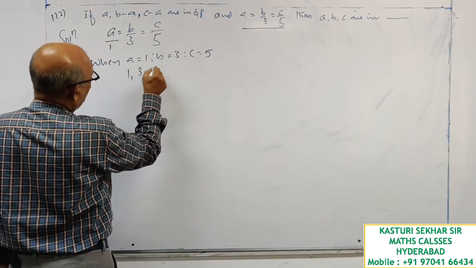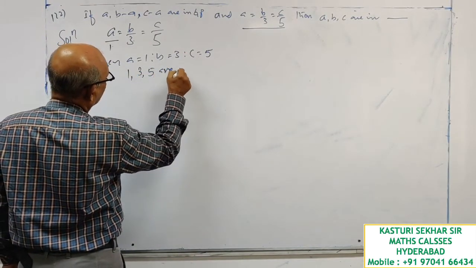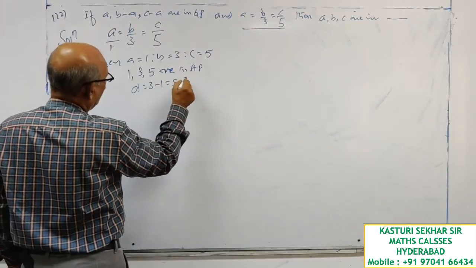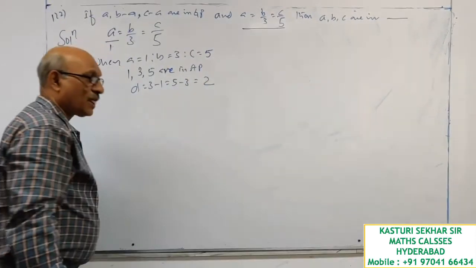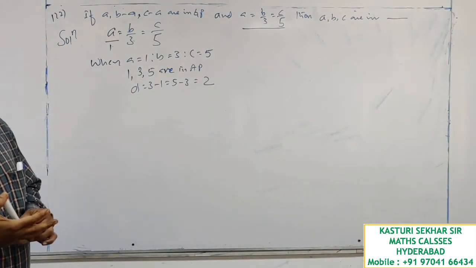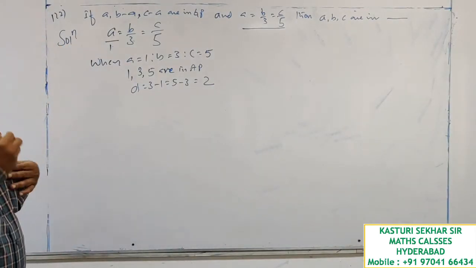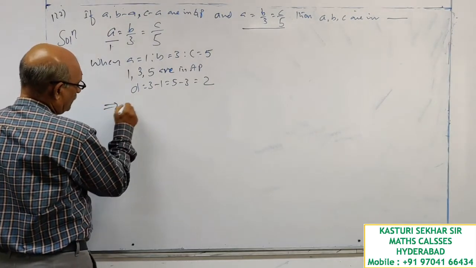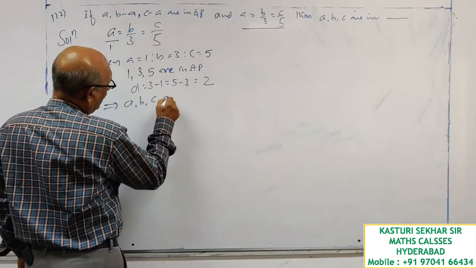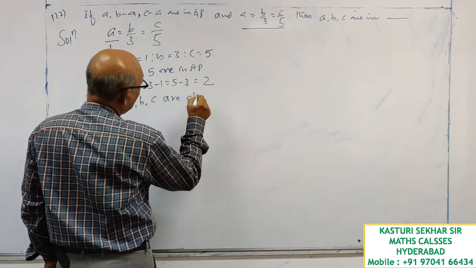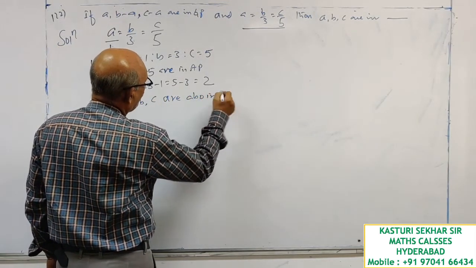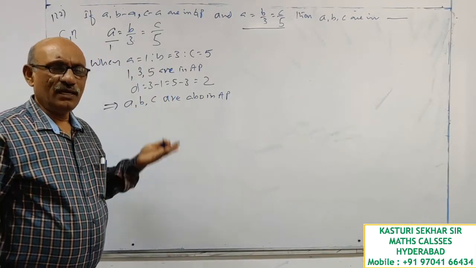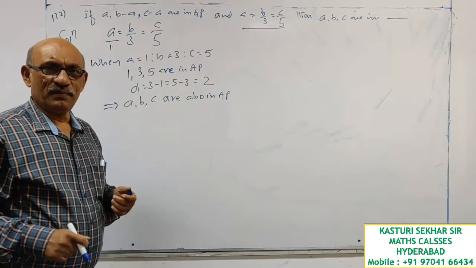Now 1, 3, 5 are in AP, because the common difference, 3 minus 1 and 5 minus 3, is equal to 2. The common difference is the same. So 1, 3, 5 are in arithmetic progression, which implies A, B, C are also in AP.